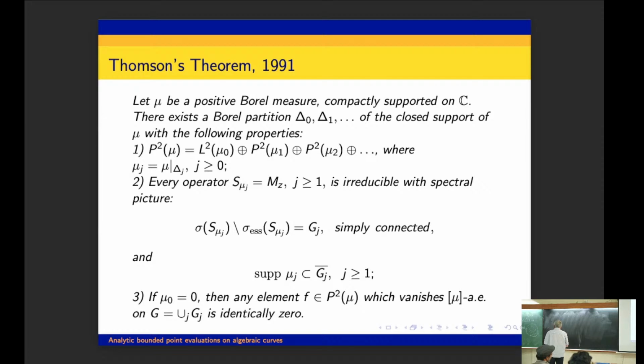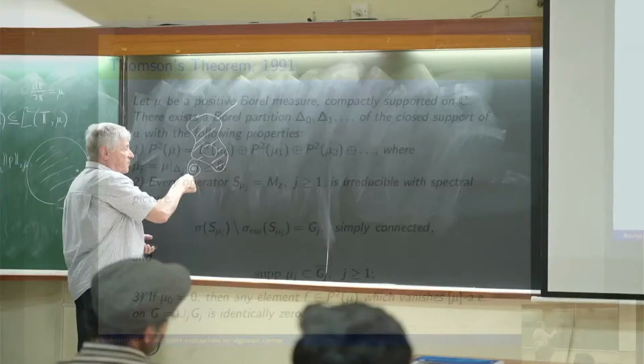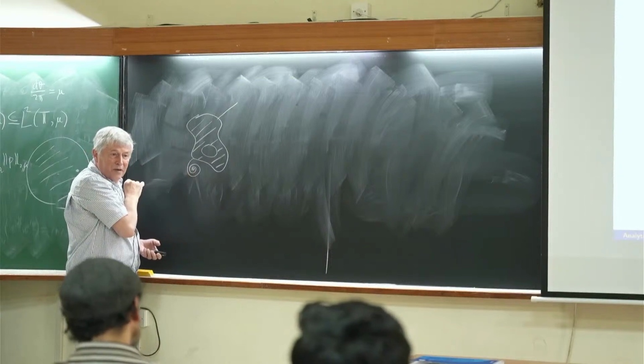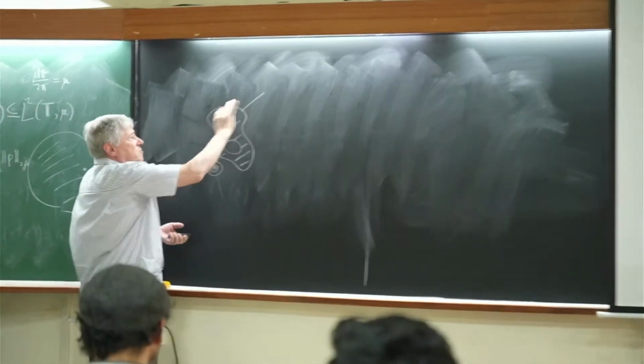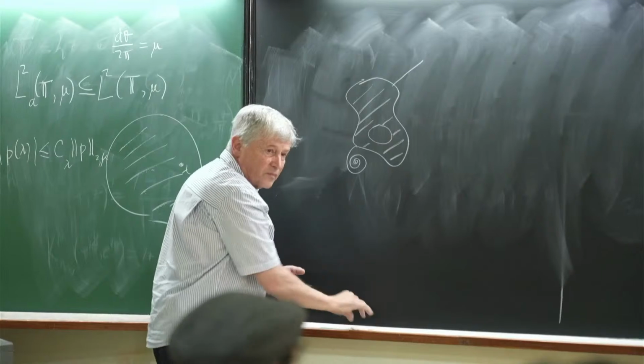So the spectrum is complicated, has some spikes, has some holes. And this decomposition detects the continuum, the cloud, from the spikes and from the lower dimensional contributions. You have a complicated measure on this.